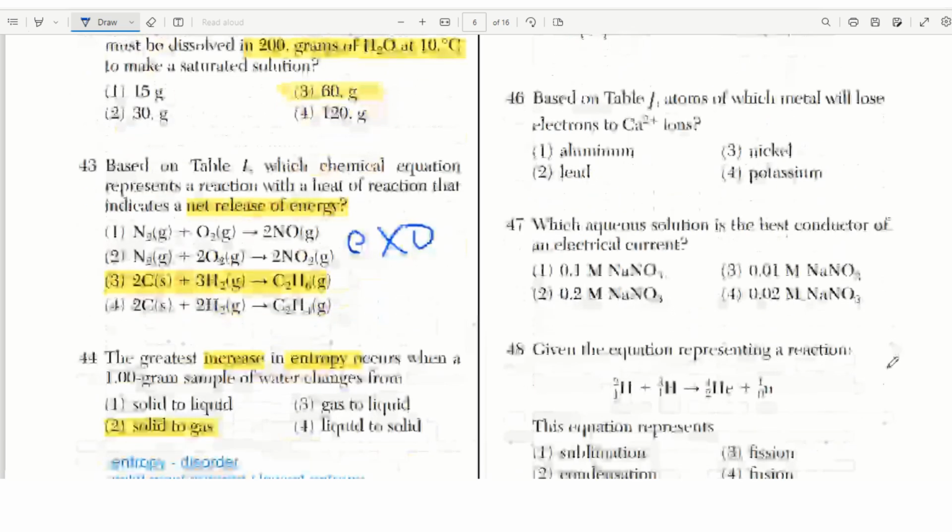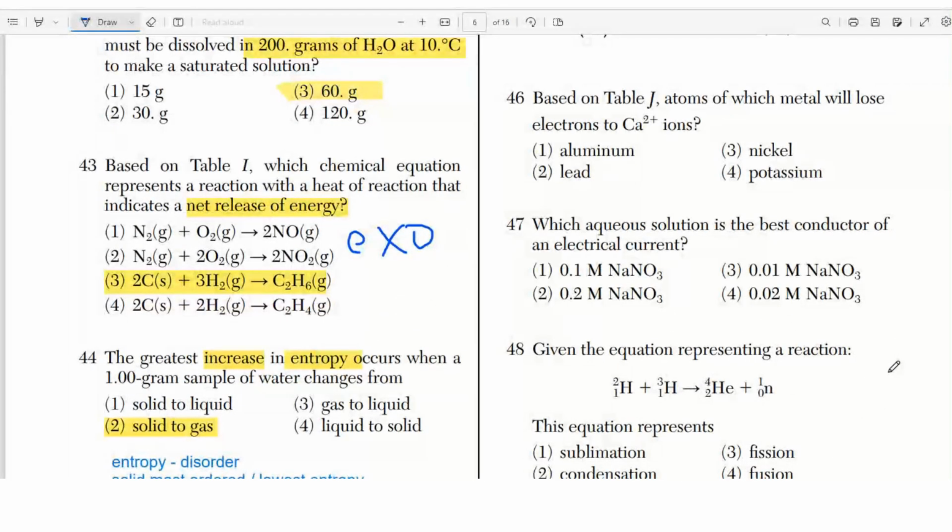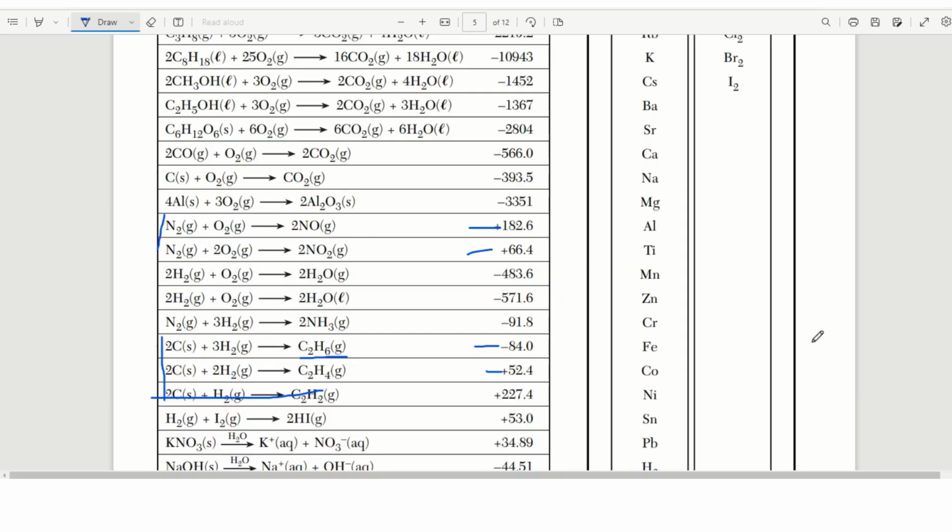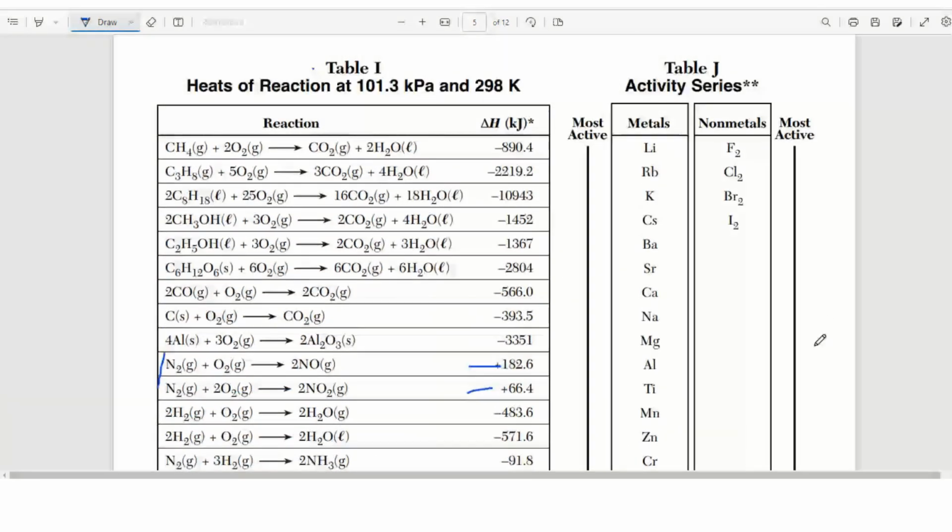Based on table J, atoms of which metal will lose electrons to calcium ions? All right. So let's go to table J. Here we are. And we had drawn pictures in class, right? So let's pretend this is the metal strip.